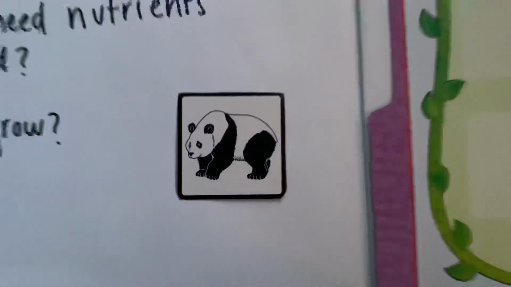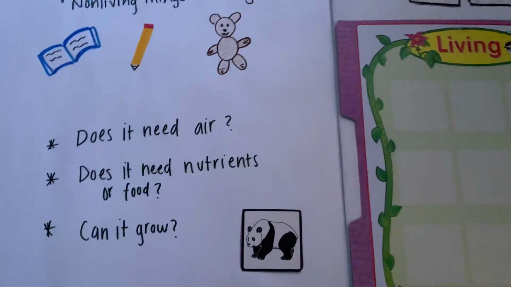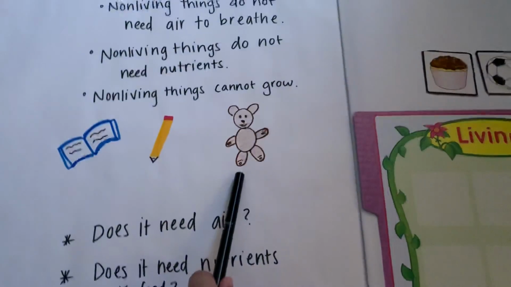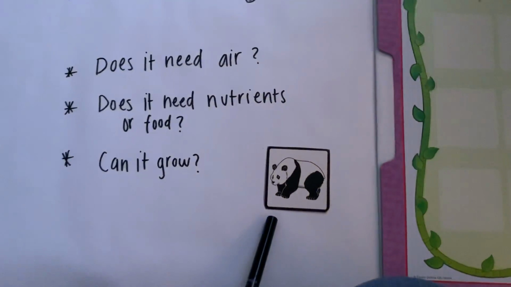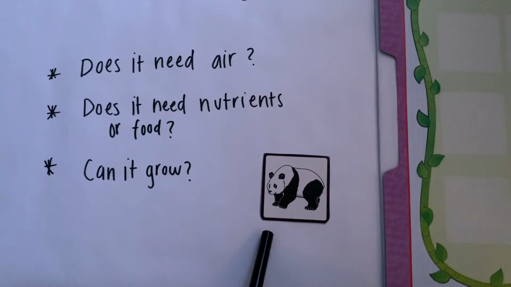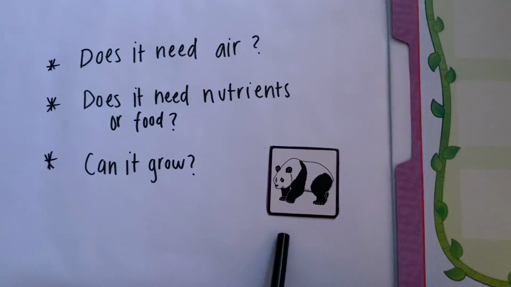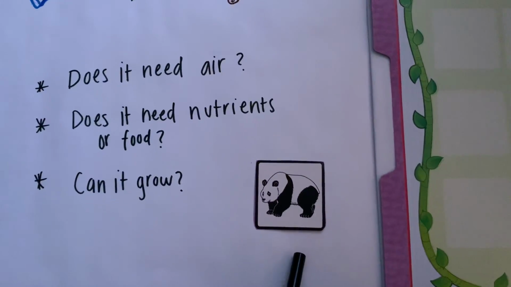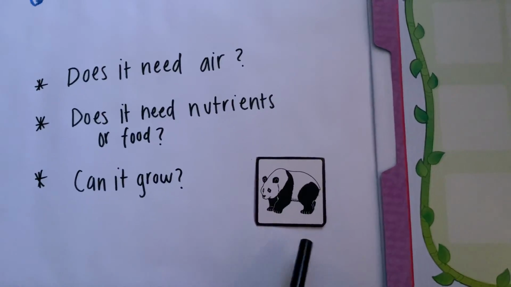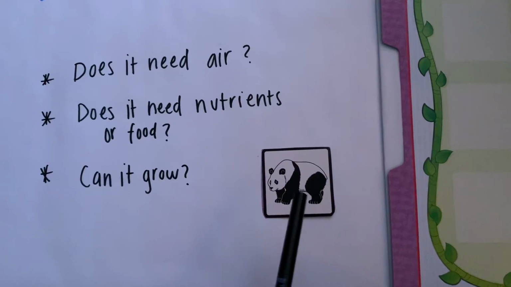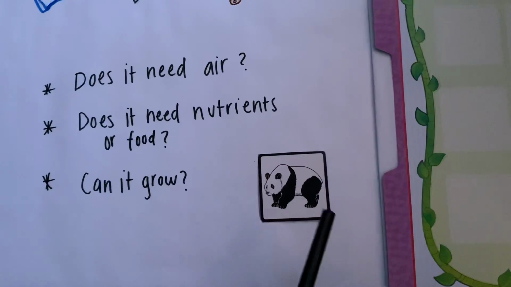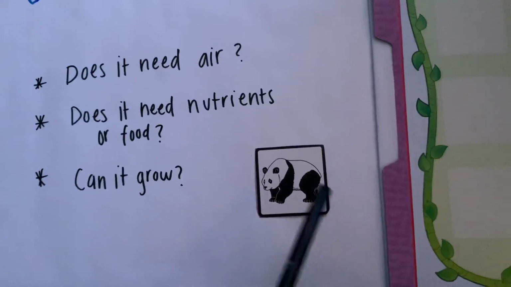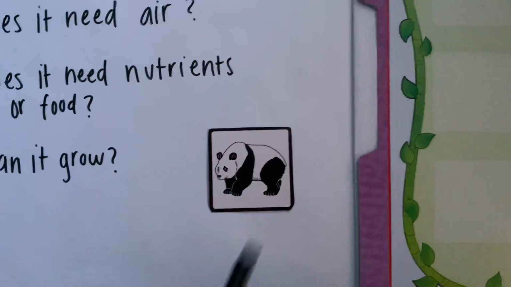This is a panda bear. So we just talked about bears, right? This is a teddy bear, so it's non-living. But this is a real bear. It's a panda. So does a panda need air? Yes, it does. Does a panda need nutrients or food? It does. Can a panda grow? Yes, smaller bears are called cubs, and then they grow into bears. So this bear has grown. So this is a living thing. We're going to place it there.